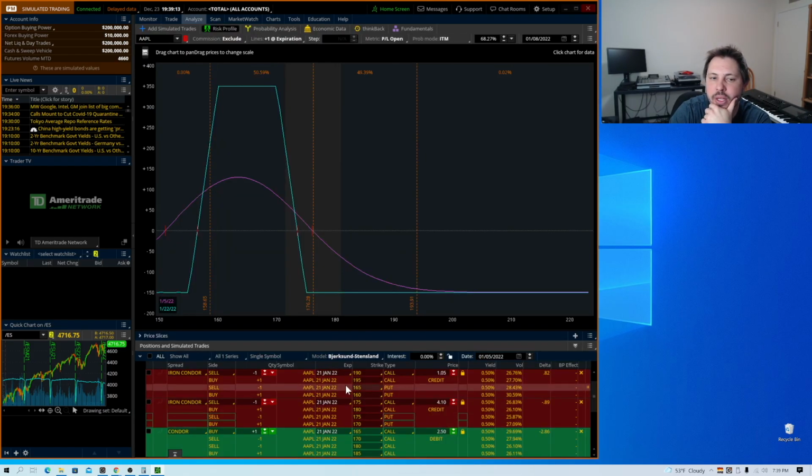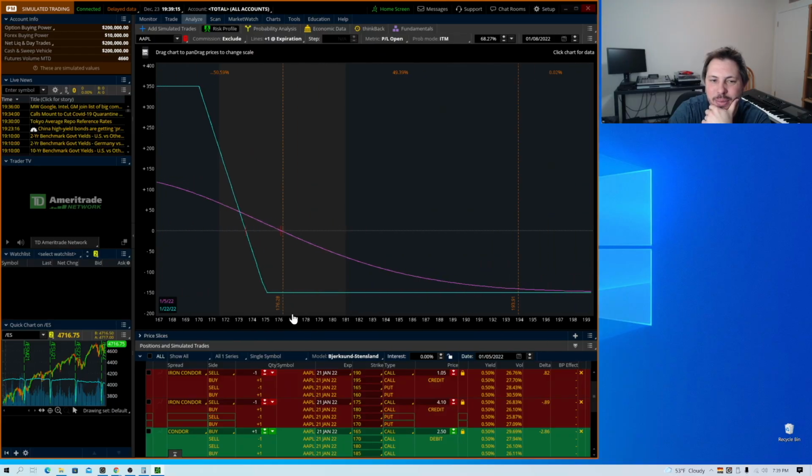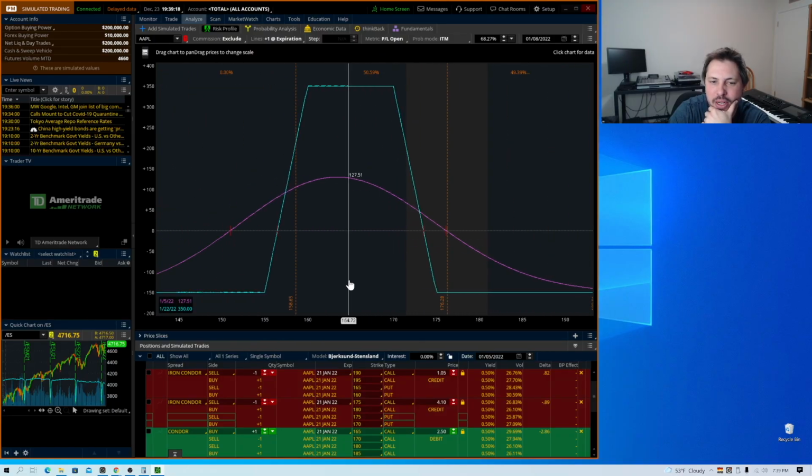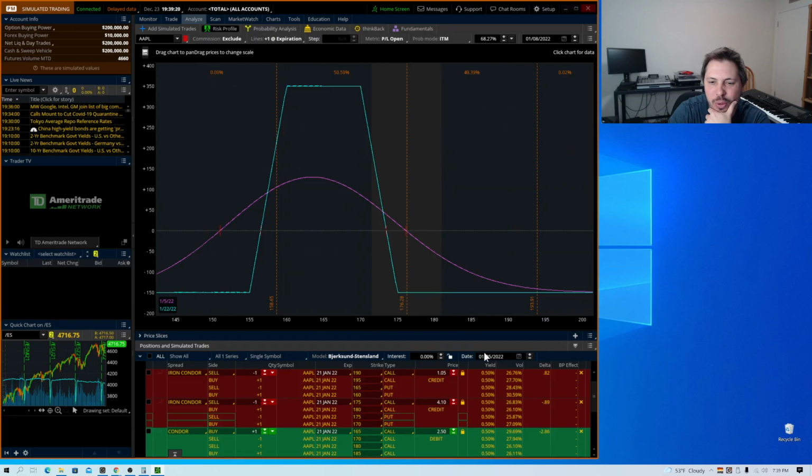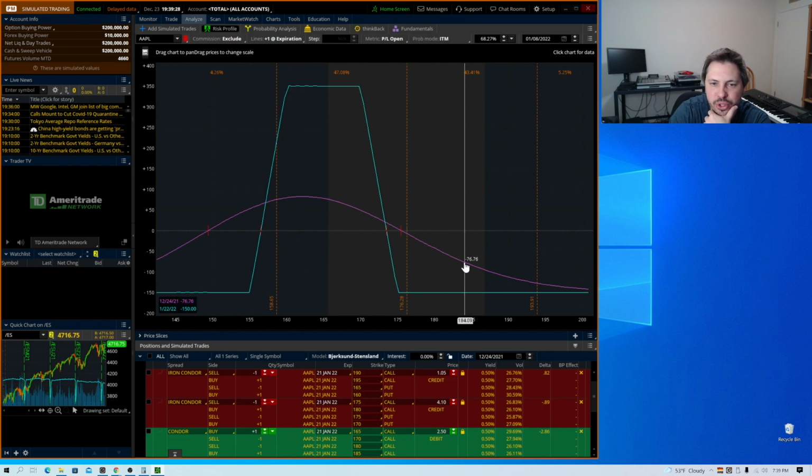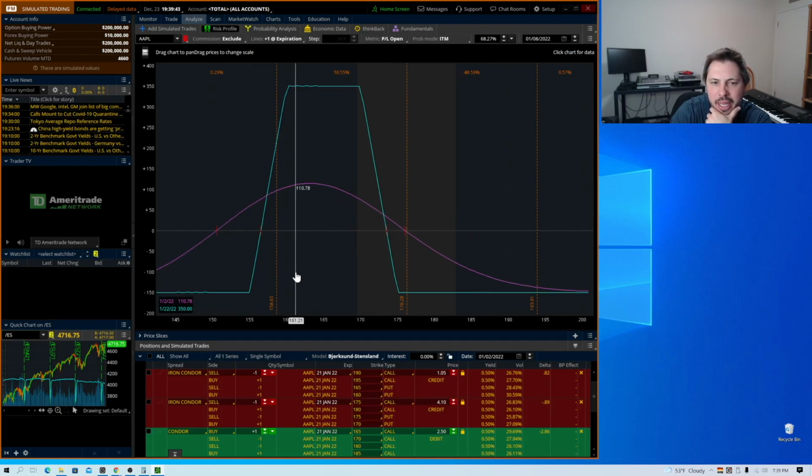And if we look at this, it has a similar shape, but because we put this long put condor beneath the market, remember, if Apple just stays where it is, we're not going to be making money here. We're only going to make money as Apple trades down into these wings as time goes by, where then we can close this spread for a profit.